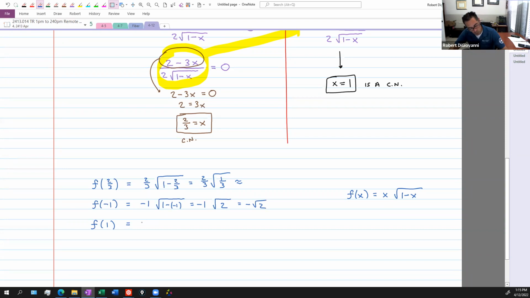And then if I plug in 1, I get 1 times the square root of 1 minus 1. 1 minus 1 is 0. So this is 1 times 0, which is 0. I already can tell you right now, I don't even need a calculator. I can tell you what the absolute max and min is. Because look, there's only one number that's negative, right? There's only one number that's negative. So this has to be my minimum value.